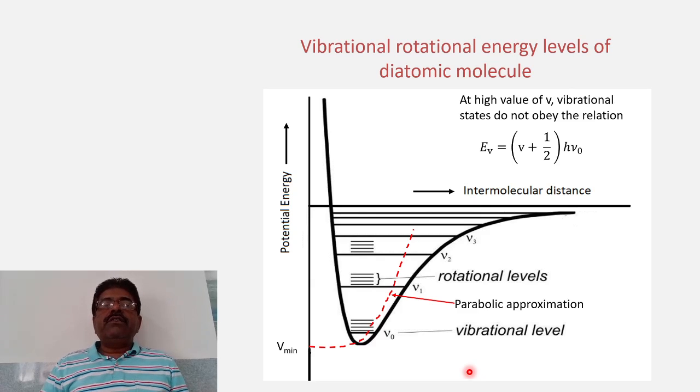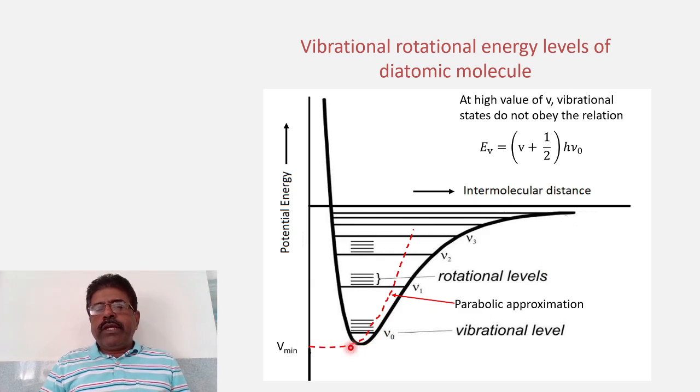Now let us discuss more about the vibrational rotational energy levels of a diatomic molecule. What does vibrational rotational energy levels mean? Let us try to understand. You can see this is the energy axis. As earlier also we have discussed, the potential energy varies against the intermolecular distance of a diatomic molecule. This is the minimum energy, so you can say that this is the ground state, where the molecule is most stable because it has the minimum energy.